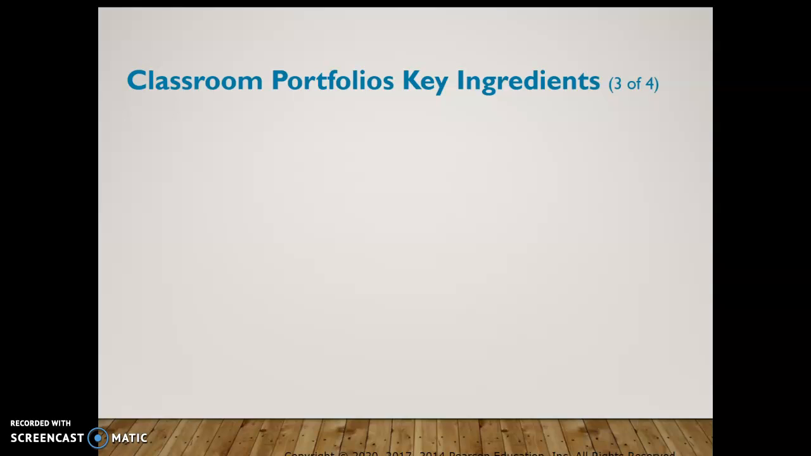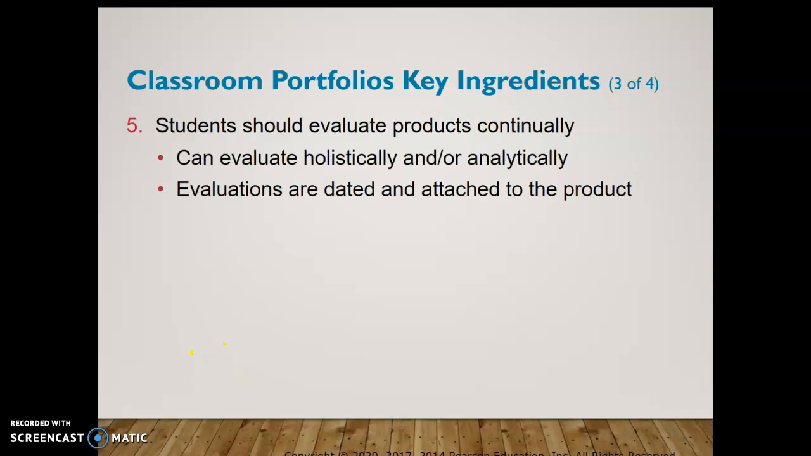Classroom portfolios, key ingredients. Step number five: students should evaluate products continually. They can be evaluated holistically, analytically, or through a combination of both. This can be facilitated by incorporating index cards, for example, where students self-evaluate their performance on a particular assignment, identifying their own individual strengths and weaknesses of the given product.